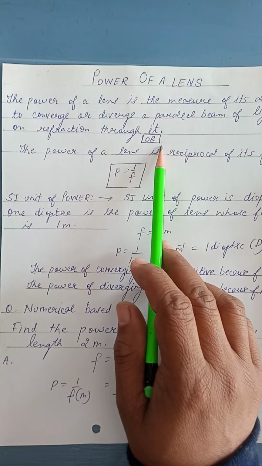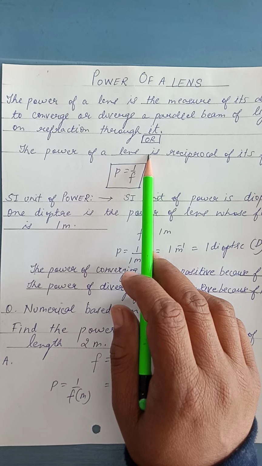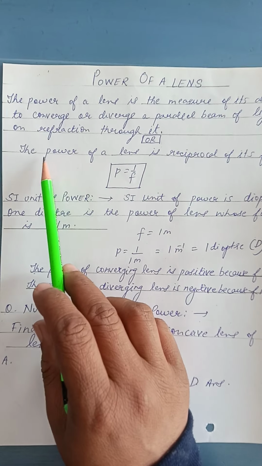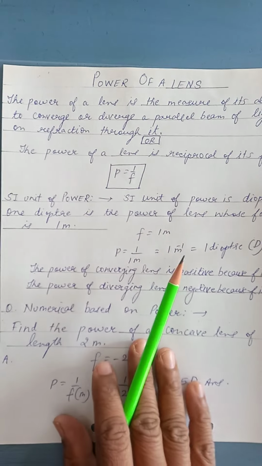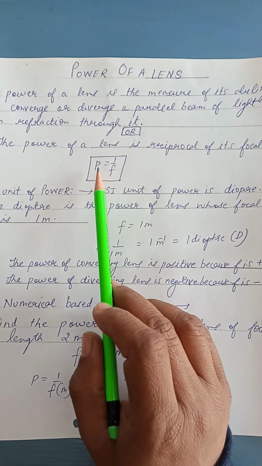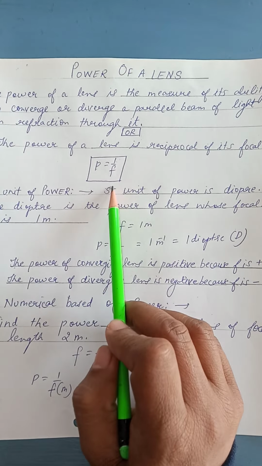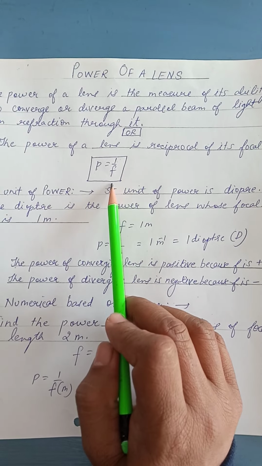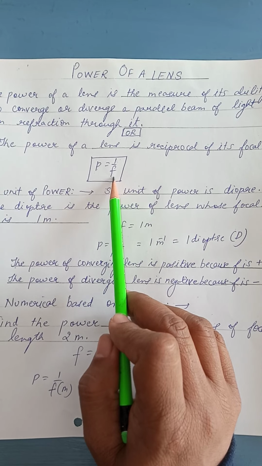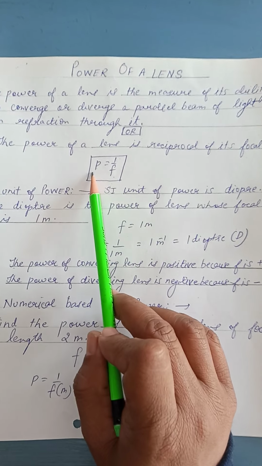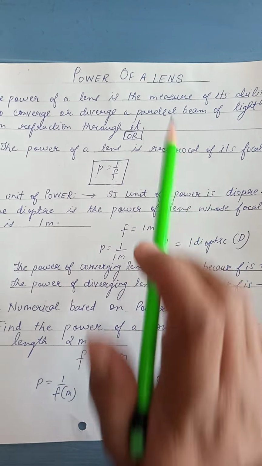As per the relationship, we can write the definition or the formula of the power, that is, the power of a lens is the reciprocal of its focal length. P equal to 1 upon F. Remember, the focal length should always be in meter for the calculation of the power.